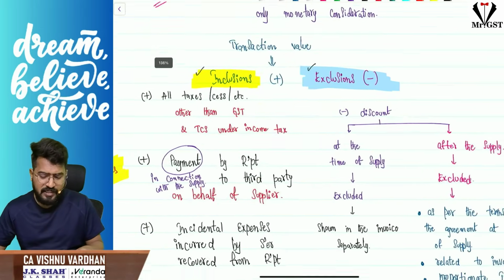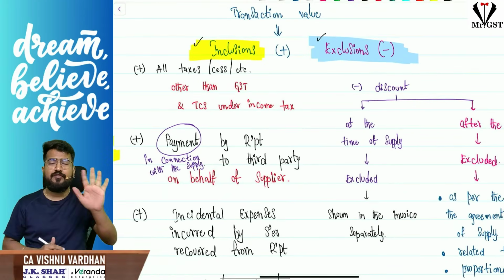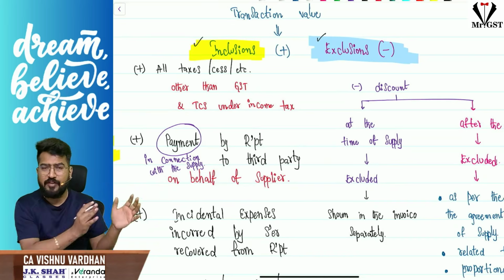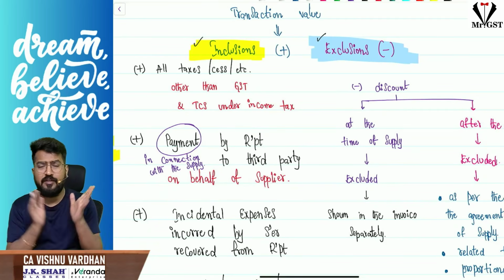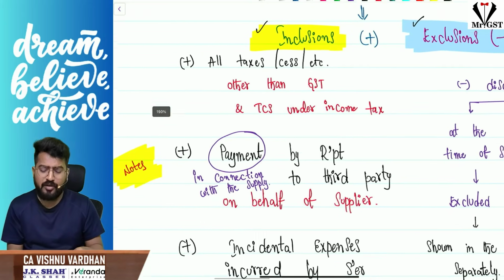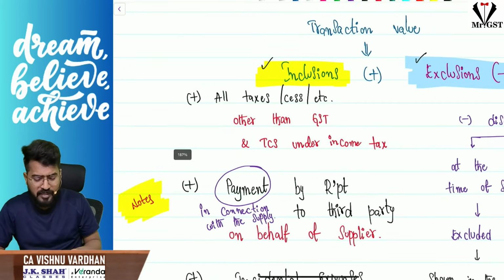First of all, understand that in the law they have given 5 inclusions and 1 exclusion. Just remember it like the Pandavas and Draupadi. 5 inclusions and 1 exclusion will finish section 15 subsections 1, 2 and 3. Now coming to inclusions, what all should be added to value of supply?